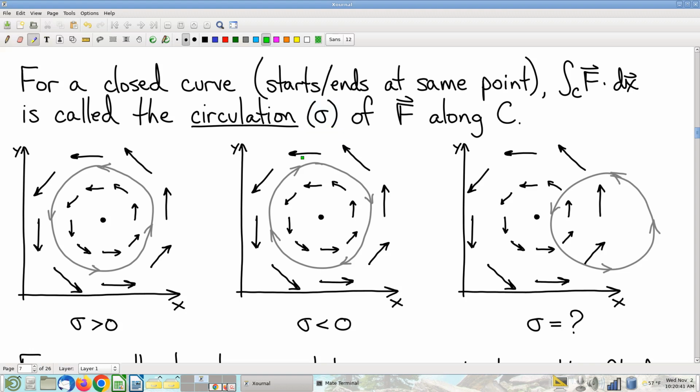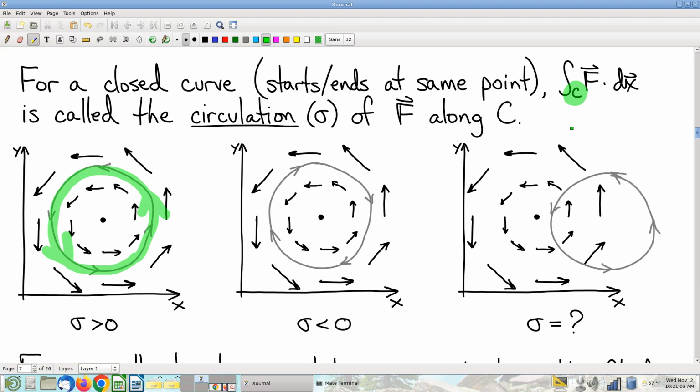Okay, so quick examples. In this case here, I've got an oriented curve. A quick reminder, vector line integrals are only defined if we're talking about an oriented curve. It's got to be oriented, right? That's a key aspect of what we're talking about.